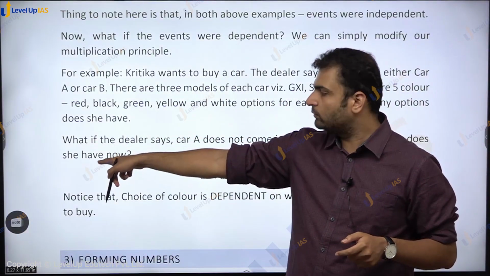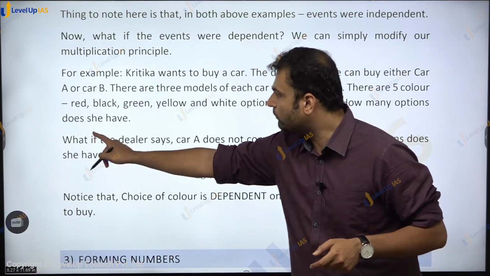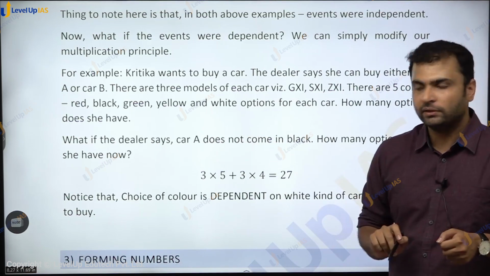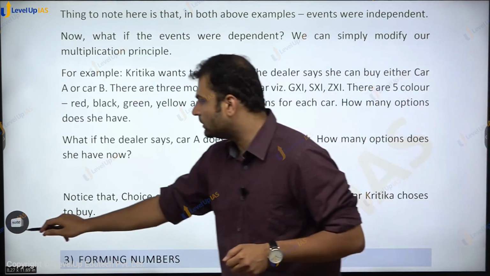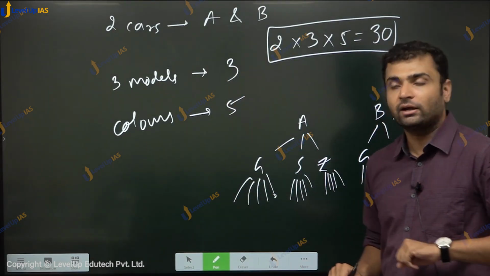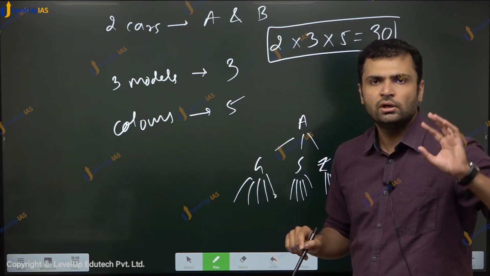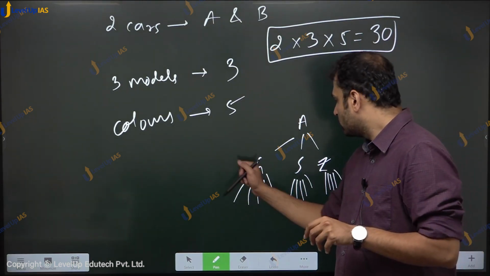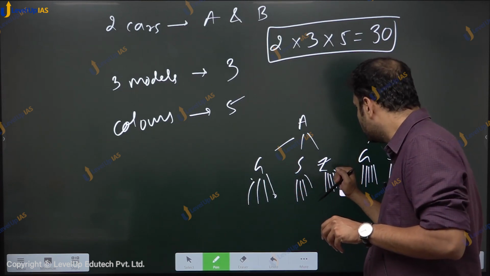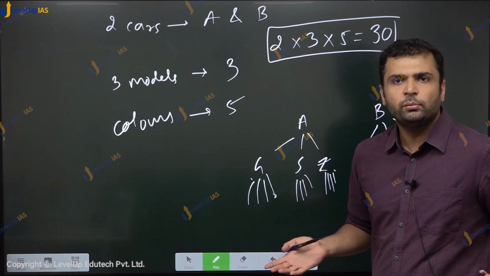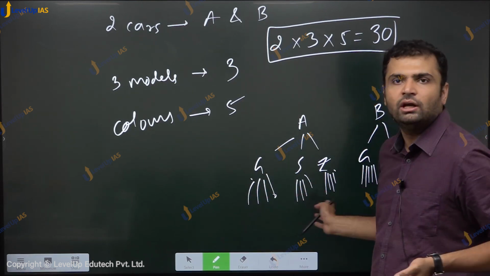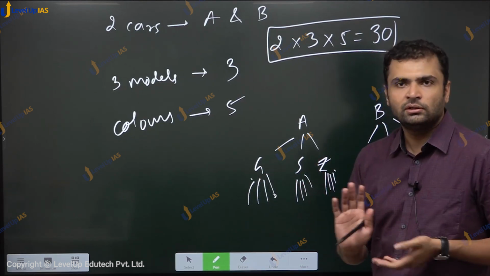नाउ लेट अस गो बैक. द मॉडिफाइड क्वेश्चन हमने मॉडिफाई किया. व्हाट इफ द डीलर सेज कार A does not come in black? How many options does she have now? अब क्या बोलता है डीलर? कार A does not come in black. तो कार A में ब्लैक है ही नहीं चॉइस. So what do I have? यहां पे 4 में से 3 ही कलर है, यहां पे भी 4 में से 3 ही कलर है, यहां पे भी 4 में से 3 ही कलर है. 3 ऑप्शंस आर लेस. तो आंसर शुड बी 15 plus 12, 27 है ना. मैन्युअली काउंटिंग से तो आ जाएगी, इसमें ब्लैक कलर नहीं है बस.